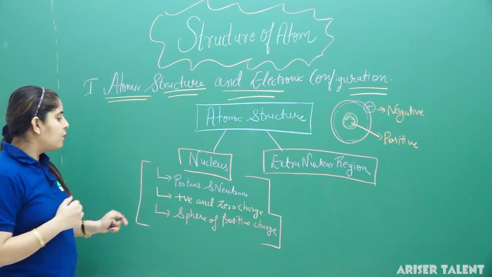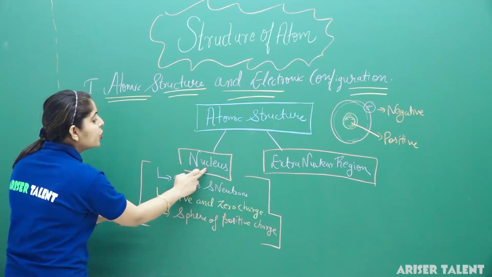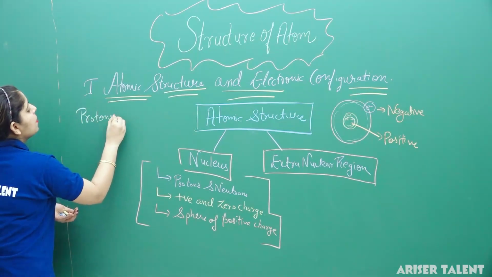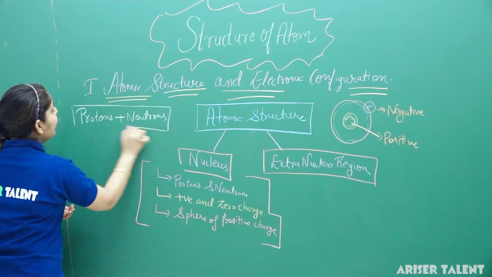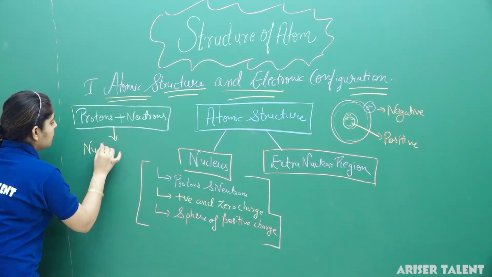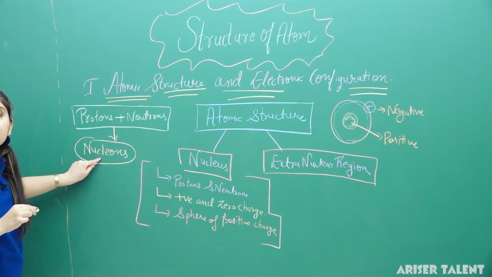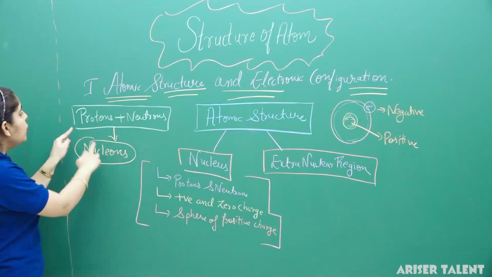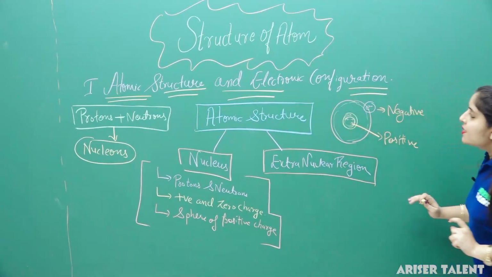So, here are some basic points about the nucleus: it consists of the positive charge embedded at the center, and protons and neutrons together constitute the nucleus. Protons plus neutrons are collectively termed as nucleons. Neutrons have no charge, so the entire charge of the nucleus is according to the protons. Now, the term nucleus is completed here.